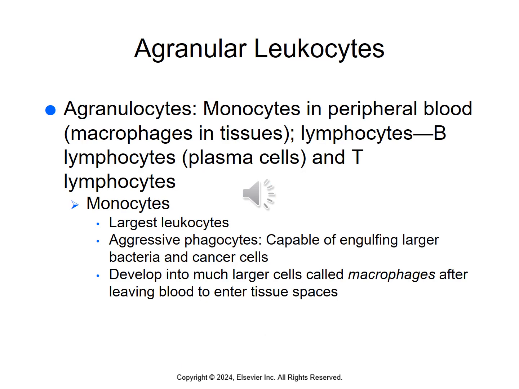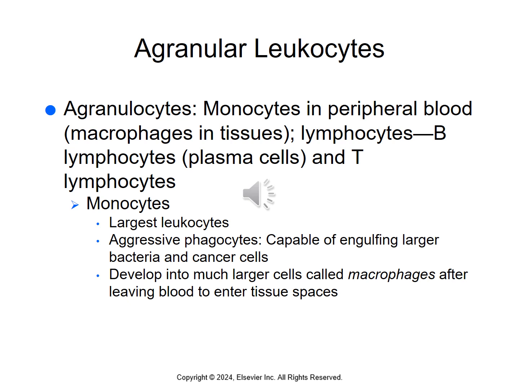Agranular leukocytes. So we have agranulocytes, which are our monocytes and our lymphocytes. So the monocytes in peripheral blood turn into macrophage in the tissue when they grow larger, which is our last bullet on this slide. For our lymphocytes, we have B lymphocytes, which are plasma cells, and then we have T lymphocytes.